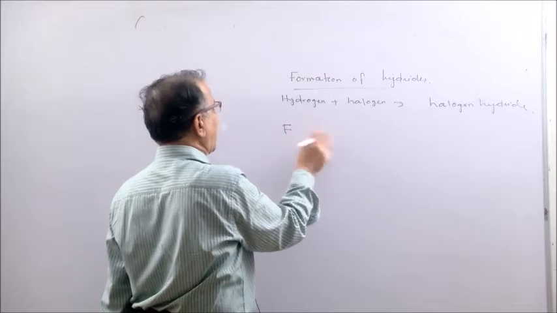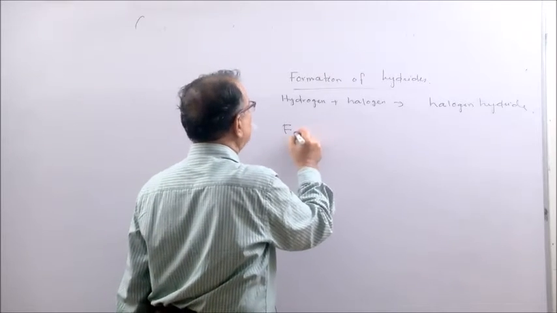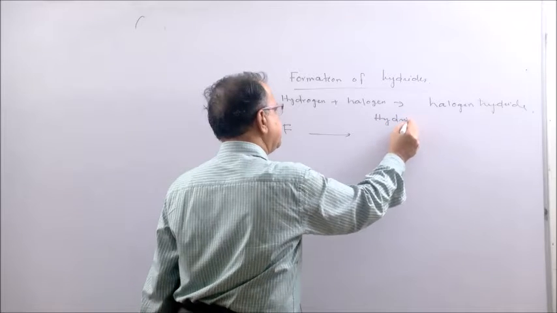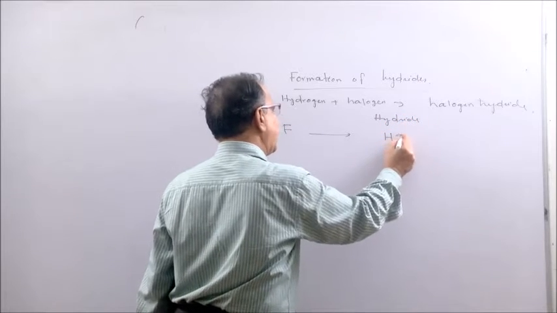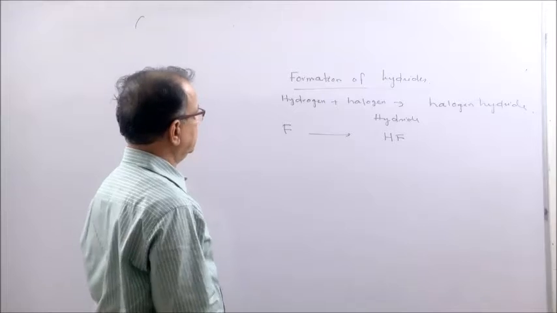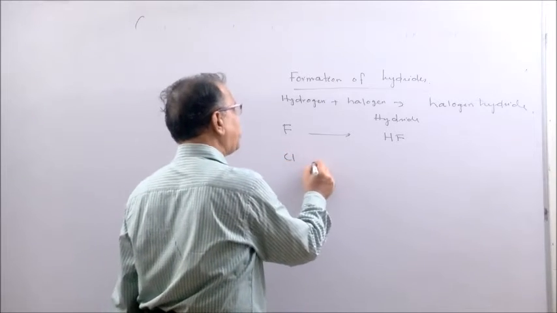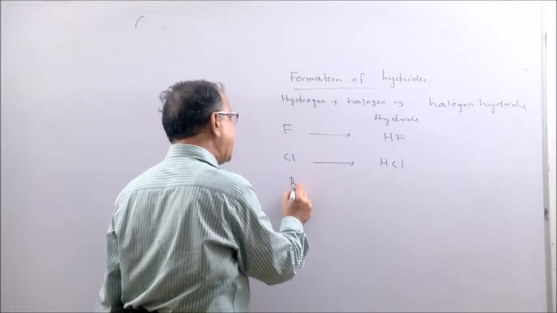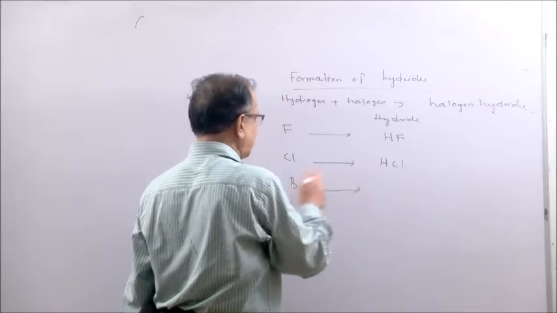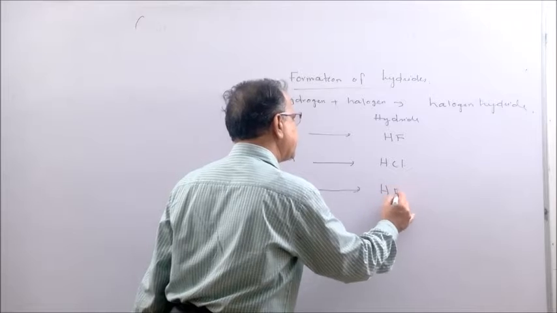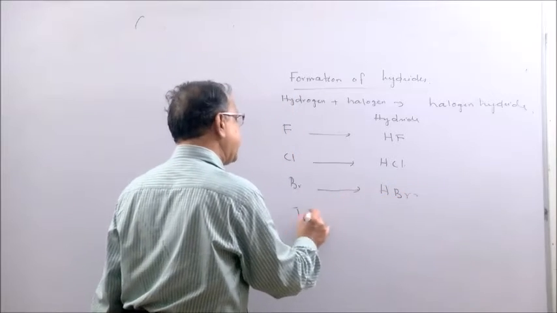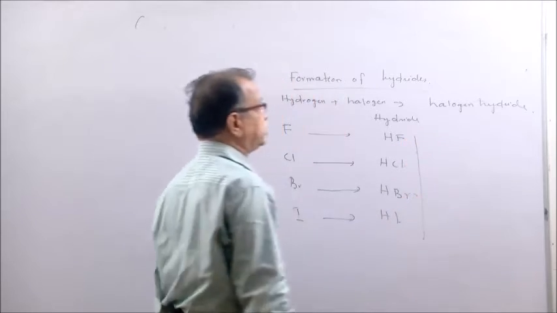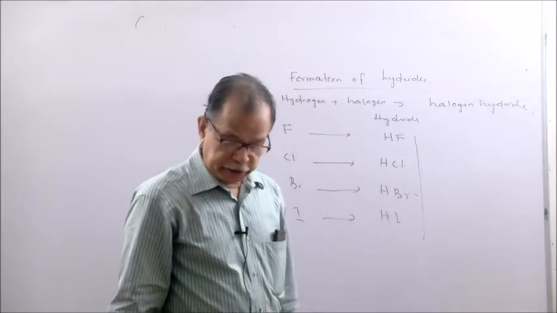Look here. Fluorine, its hydride, hydrogen fluoride, HF. Chlorine similarly forms hydride HCl. Bromine forms hydride HBr. And iodine forms hydride HI. These are the formations of hydrides: HF, HCl, HBr, HI.